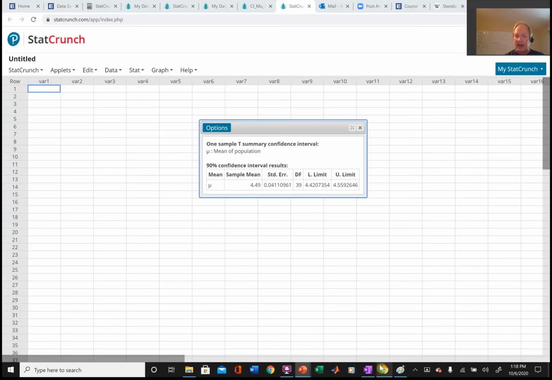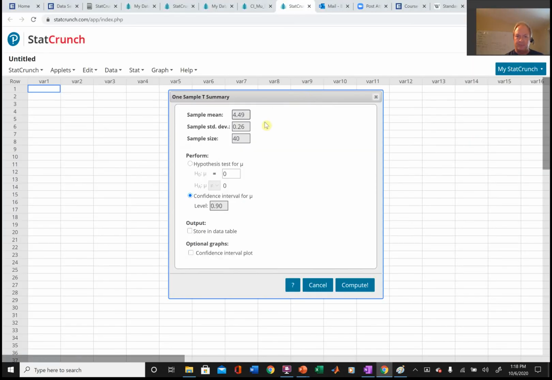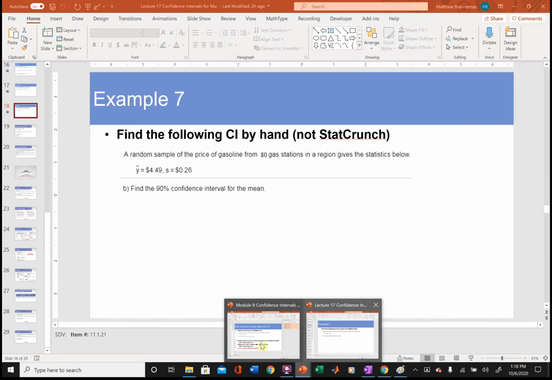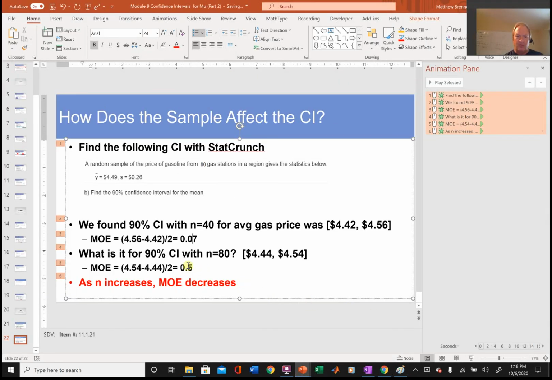And now we want to go into StatCrunch and we want to change the sample size. So all I'm going to do is change 40 to 80, sorry. And so you should get 4.44 for the lower limit and 4.54 for the upper limit. And so we see now if we look at this margin of error, it's gone down. Okay. Notice that the lower endpoint moved up and the upper endpoint moved down. And so the margin of error decreases.